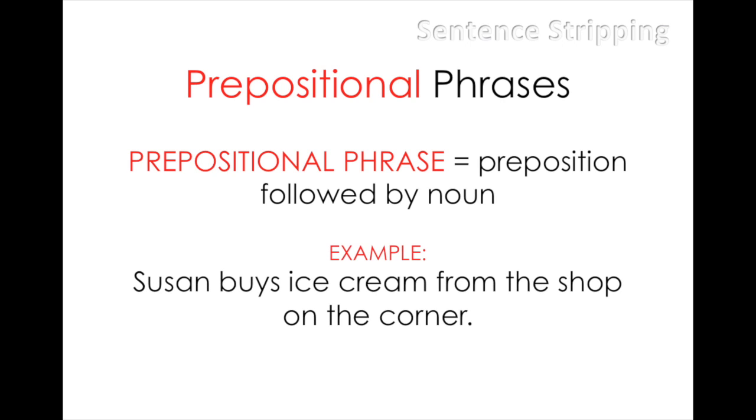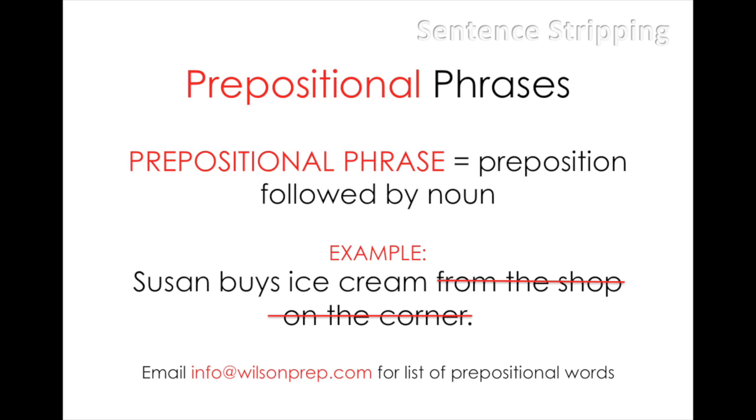Susan buys ice cream from the shop on the corner. This sentence actually contains two prepositional phrases, from the shop and on the corner. Both can be eliminated, once again leaving you with the original sentence, Susan buys ice cream. Email us at info@wilsonprep.com for a comprehensive list of prepositional words.